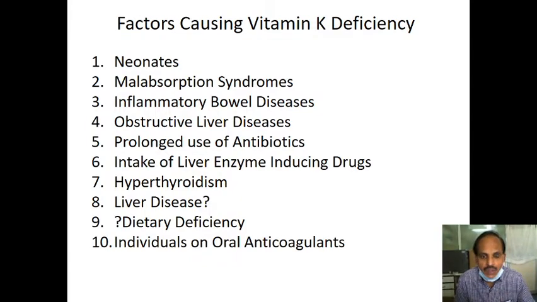Then malabsorption syndromes. If someone has celiac sprue or tropical sprue, that will interfere with the absorption of vitamin K, and therefore the person in the long term can become vitamin K deficient. Inflammatory bowel disease, someone with Crohn's disease or ulcerative colitis, because there is inflammatory pathophysiology in the whole bowel, that may again lead to malabsorption of vitamin K.